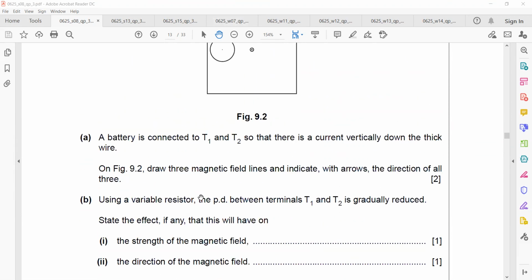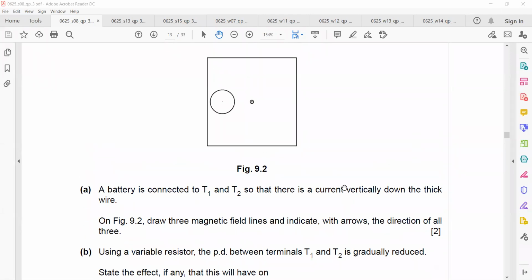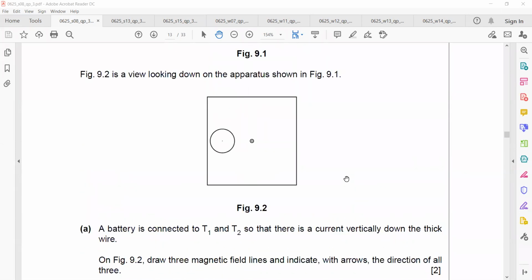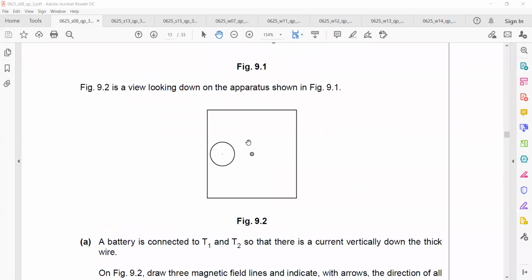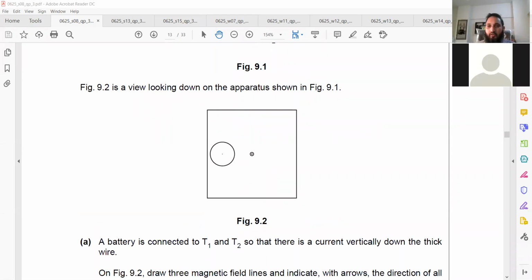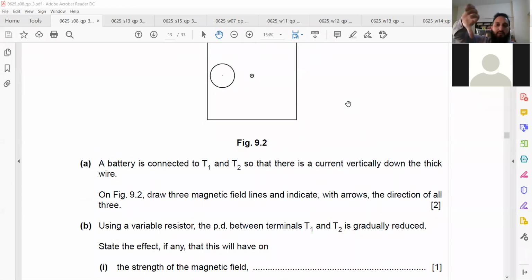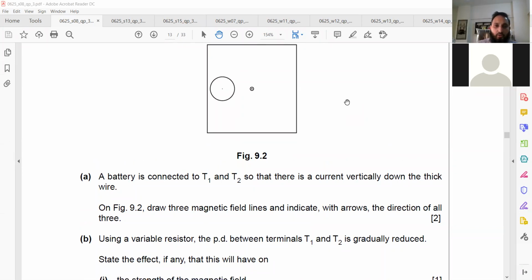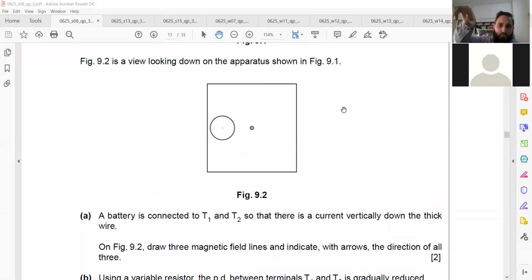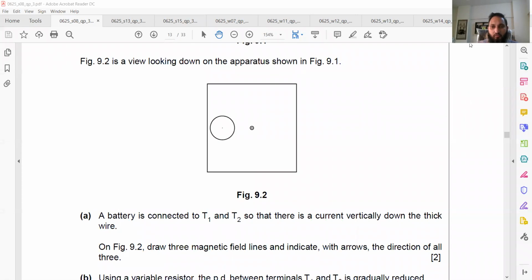The question is, on figure 9.2, draw three magnetic field lines and indicate with an arrow the direction of these field lines. Because the current is down, or into the paper, we will use the right hand grip rule. According to this rule, my thumb should point in the direction of the current. Because the current is into the paper if we are looking from the top, the thumb is pointing into it and the fingers will turn around it. So these are the positions of the magnetic field lines.